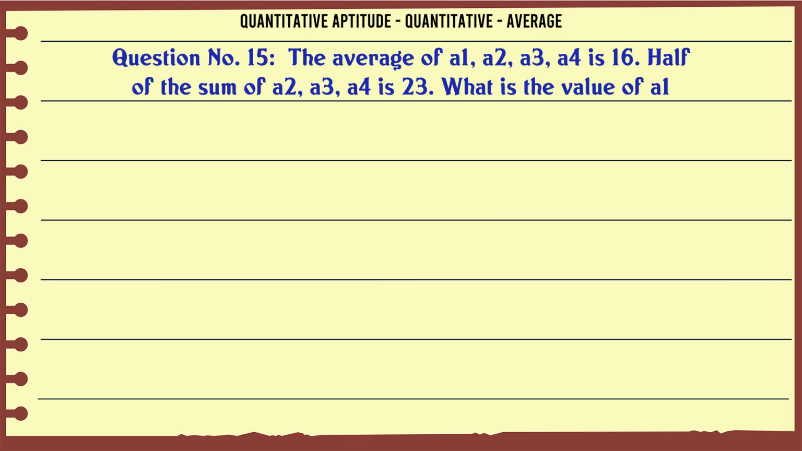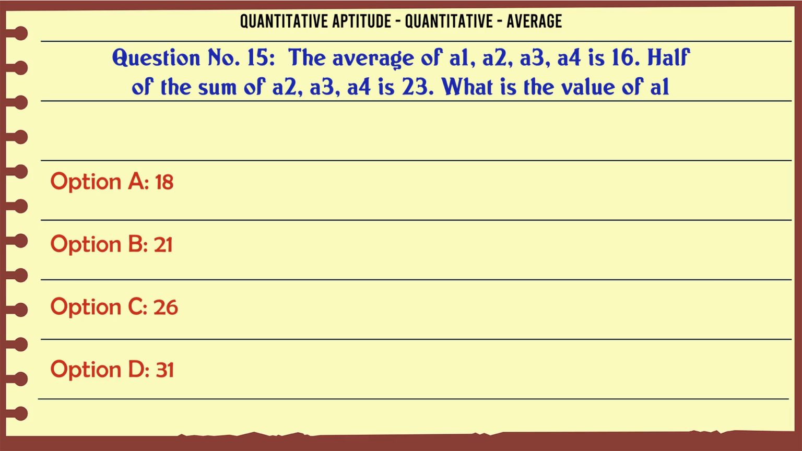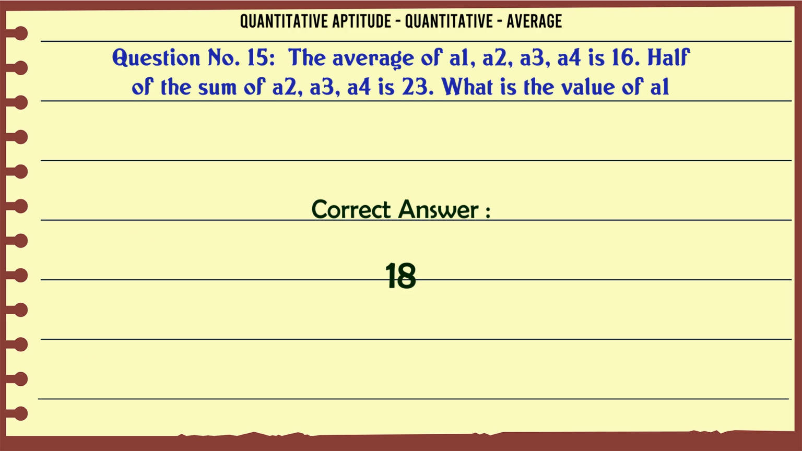The average of a1, a2, a3, a4 is 16. Half of the sum of a2, a3, a4 is 23. What is the value of a1? A 18, B 21, C 26, D 31. The correct answer is 18.